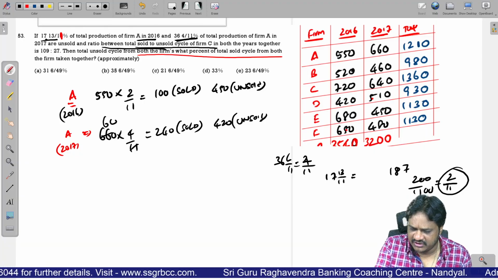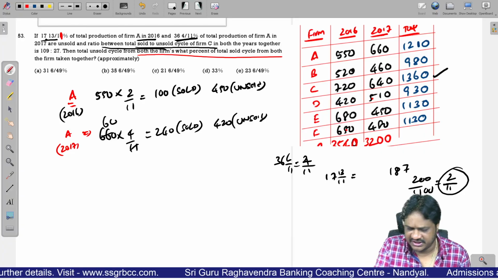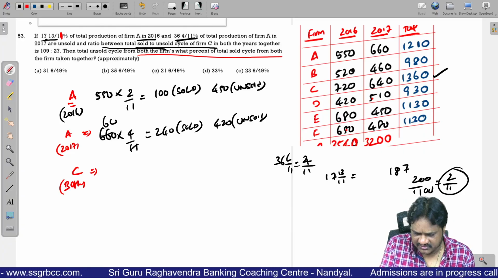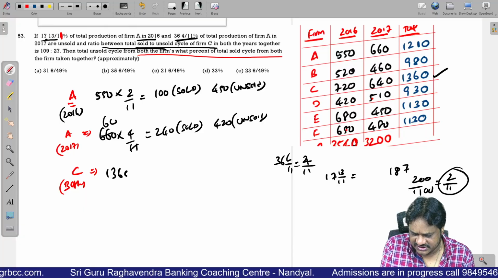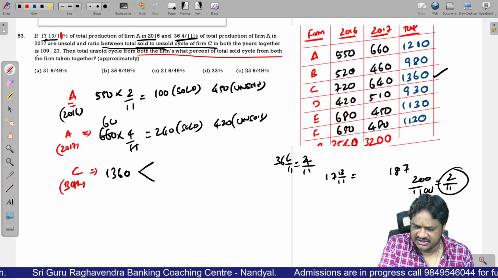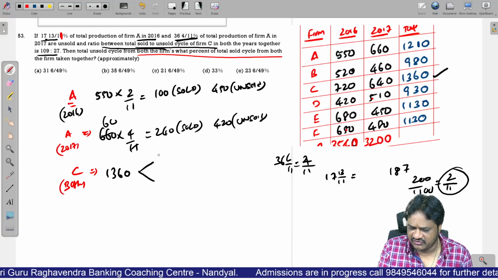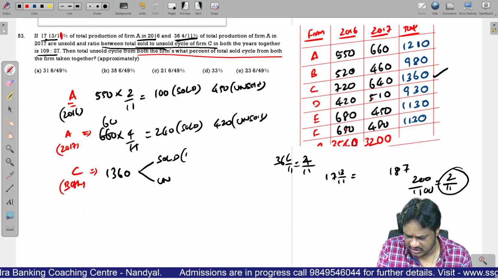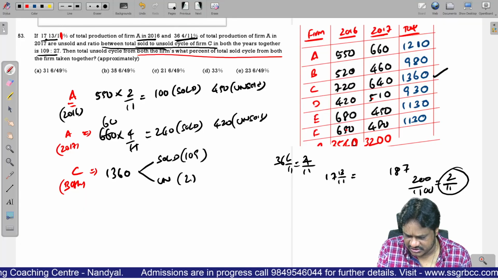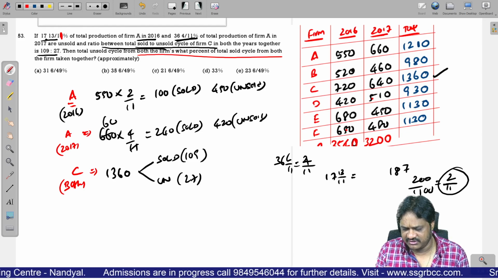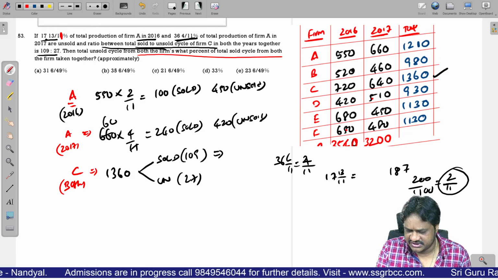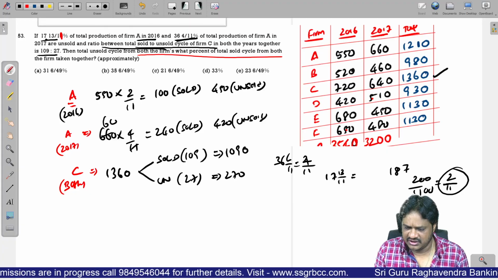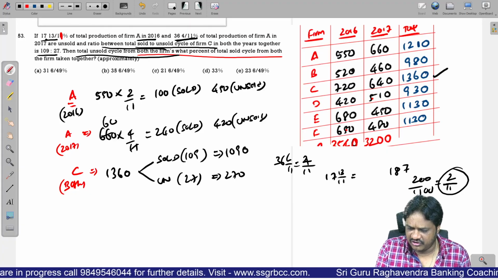Then coming to C. C we have to take both firms, both years. What is the value? 1360. In this 1360, sold and unsold are in the ratio of 109 is to 27. What is 109 plus 27? 136. So this is 1090. This is 270.